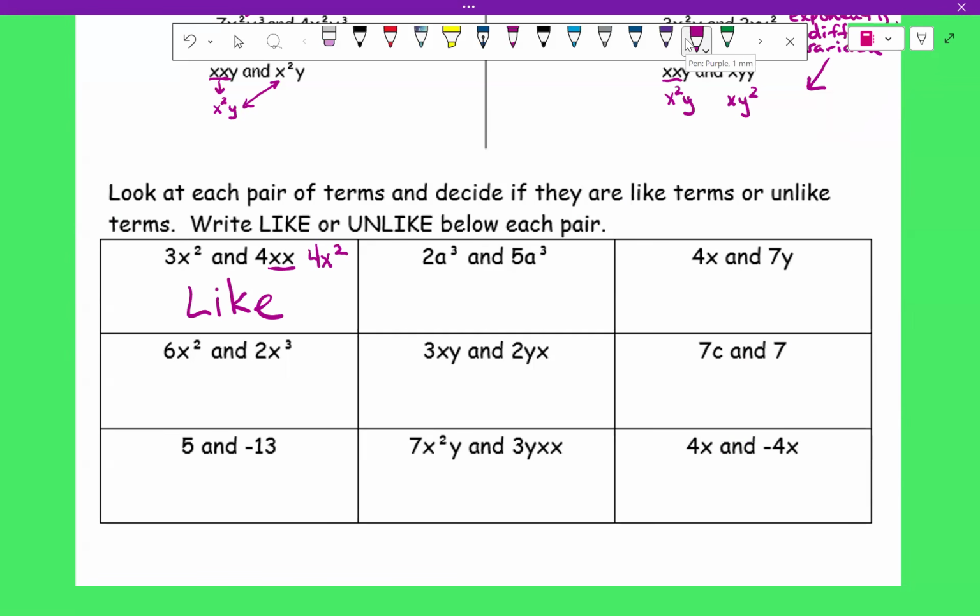You try 2a cubed and 5a cubed. Are those like terms or unlike terms? Did you say like terms? You'd be correct. How about 4x and 7y?